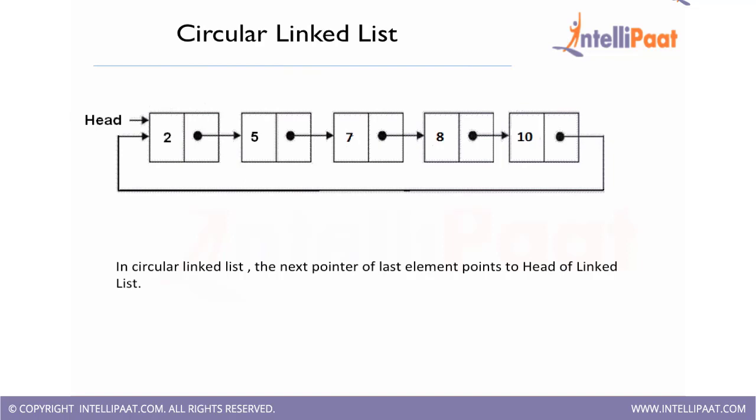So there is a special case called circular linked list. A circular linked list has one head element, and other elements as usual, and the next portion of the last element, or the successor of the last element, is the first element. So while traversing the linked list, we just have to find the head, and then we traverse like this: 2, 5, 7, 8, 10. Now 10 points to 2 again, so we will be revolving in a circular manner, and that's why it is called a circular linked list.